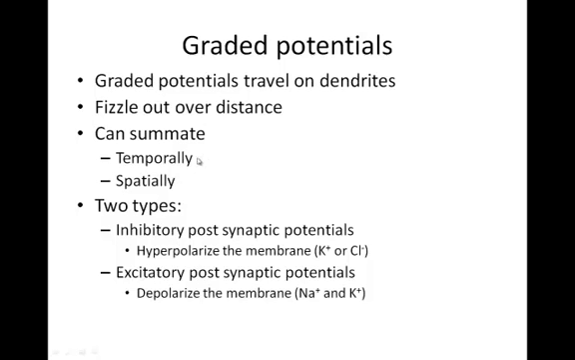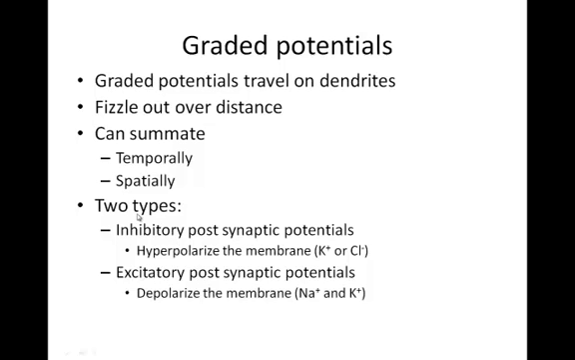Temporally means, like I said, over time. If a graded potential arrives again and again in the same place, we can end up with a really strong current of electricity at the axon hillock. And spatially, if we have graded potentials arriving at a bunch of different dendrites, all those dendrites can send their graded potentials to the axon hillock, and we get the birth of an action potential.